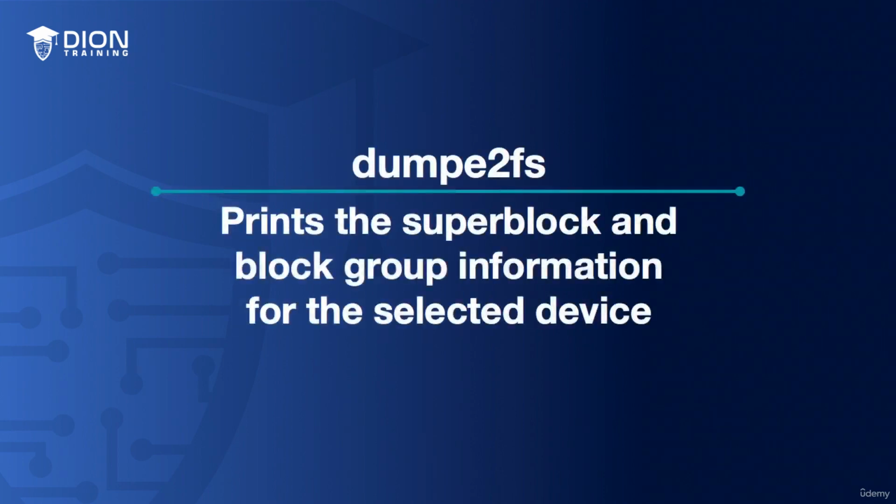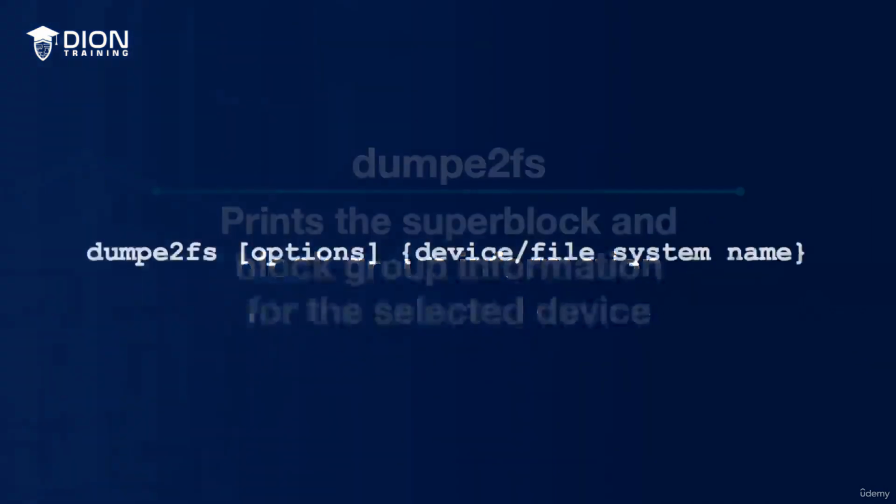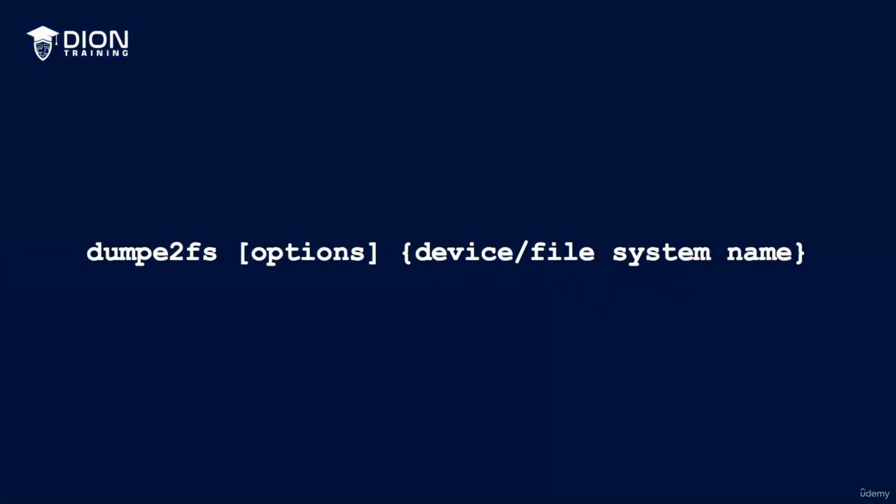Another command that we need to talk about is dumpe2fs. Now, dumpe2fs is used in a Linux system that allows you to dump the ext2, ext3, or ext4 data. It'll actually print the superblock and the block group information for your selected device. This can be useful when you're troubleshooting a faulty file system. To use it, just type dumpe2fs, the options, and the device or file system name.